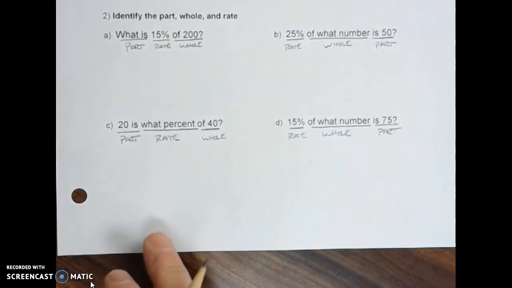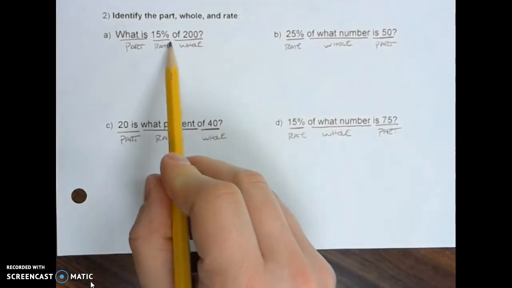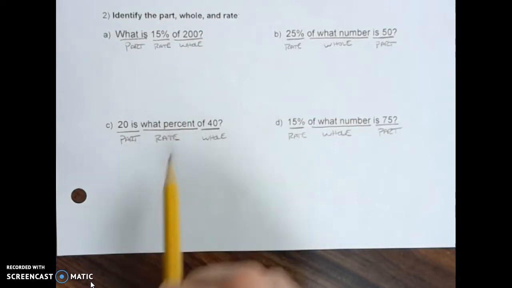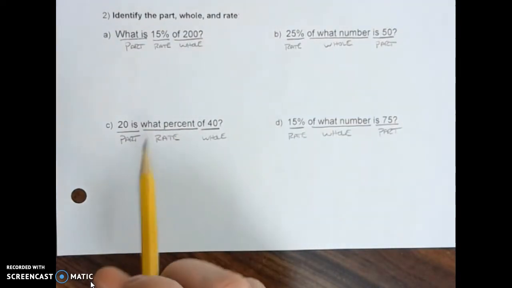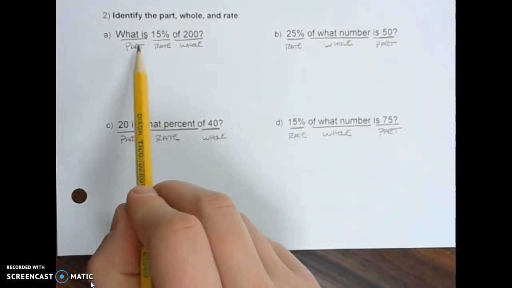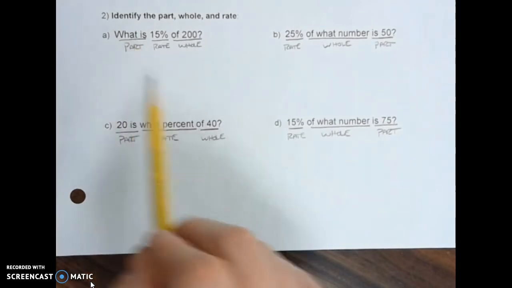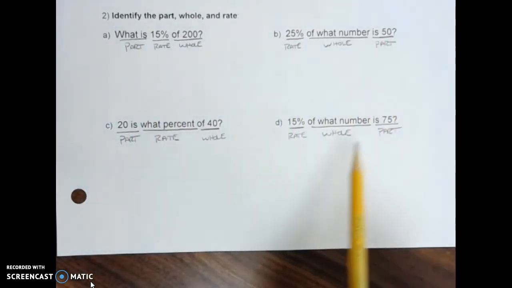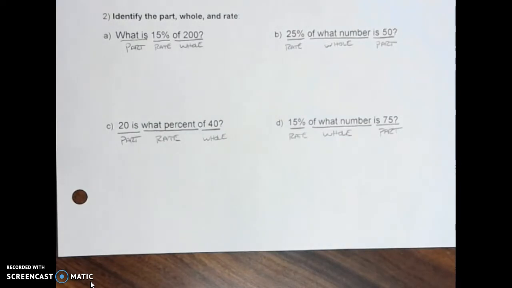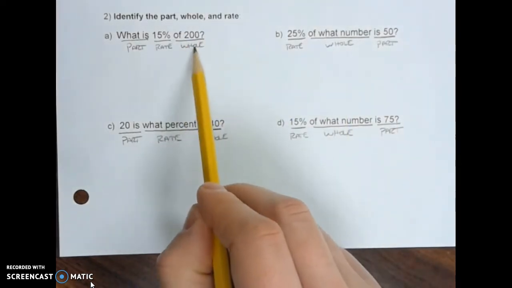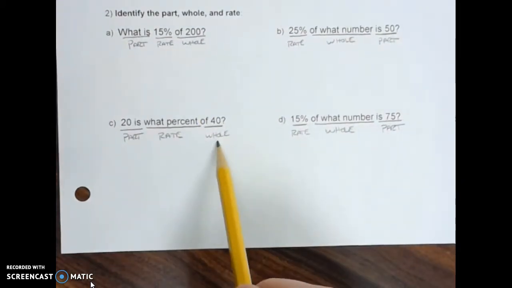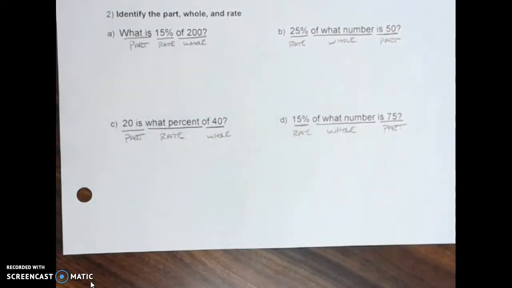And so when we're looking at this, again, the rate's the easy one to pick out. The rate is always the percentage. In order to pick out the part, it is always attached to the word is. What is? That's your part. Is 50? That's your part. Is 75? That's your part. For the whole value, that's always attached to the word of. Of 200 was the whole. Of 40 was the whole. Of what number was the whole. So those are some little keys that you can use to pick out the part, the rate, and the whole.